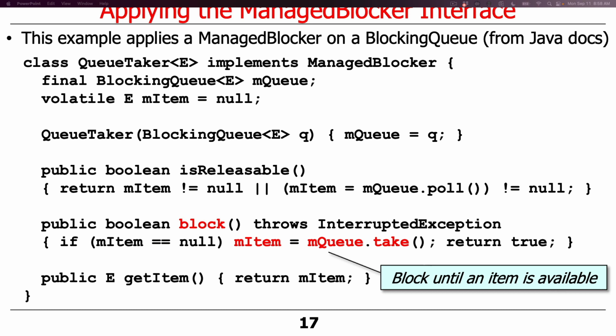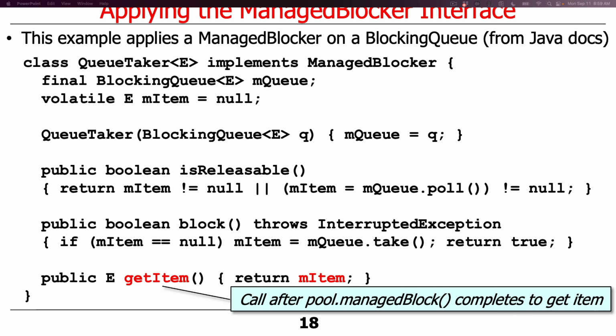If we are not lucky and there is nothing in the queue, then we're going to have to block. And you can see what we're going to do here is call the take method. The take method is a method that a consumer calls when it wants to wait to acquire an item from a queue. Remember we talked before about message passing in concurrent programs. This would be an example of message passing. So in this case, we're going to block until there's an item in the queue, and then we return true. And we also have a method called getItem, which returns the item after the managedBlock method completes, so we can actually get what came back from the queue.